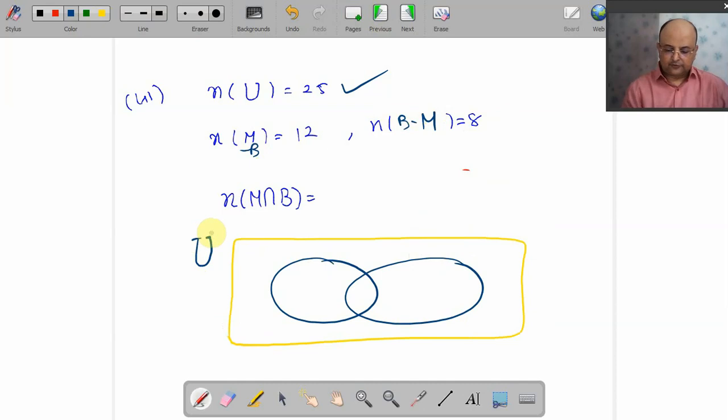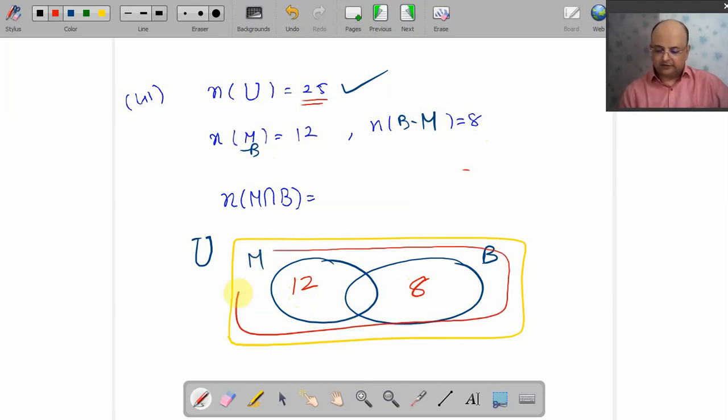This is your youth, this is your class, this is your maths class, this is your biology class. How many students study only mathematics and not biology? 12. How many students study only biology and not mathematics? 8. Every student either studies mathematics or biology. So all these 25 students study mathematics or biology. Only 12 students study only mathematics, only 8 students study only biology. How many students? See, there is no student here, my dears.